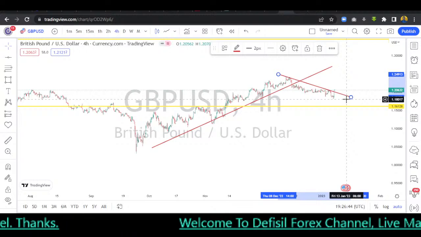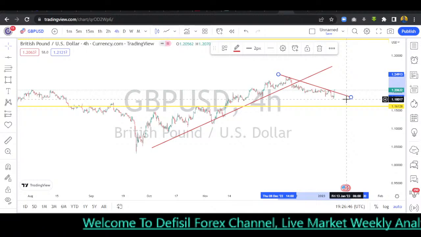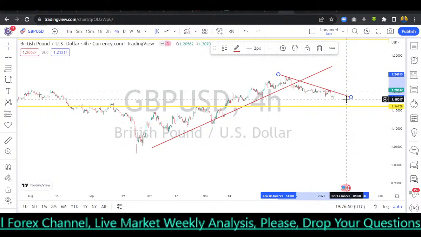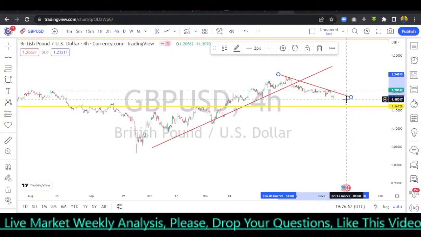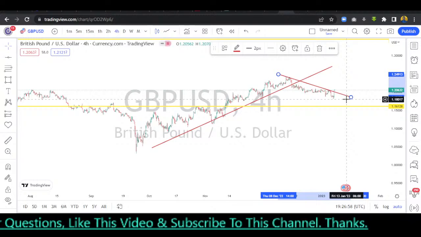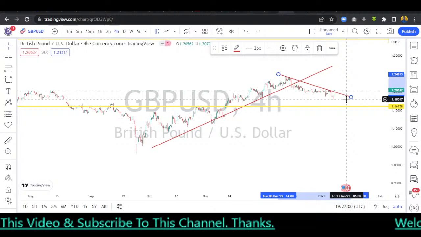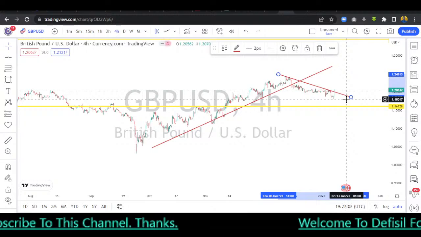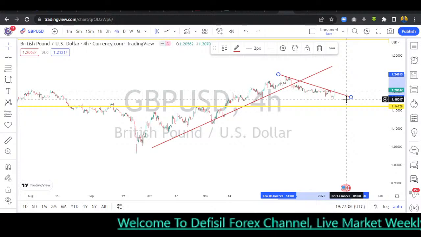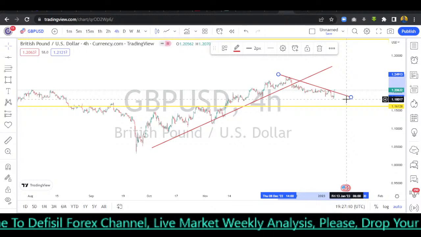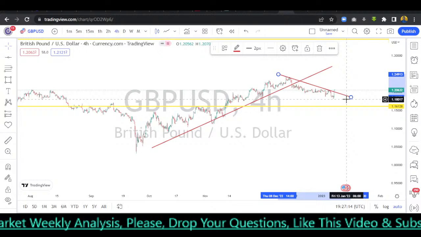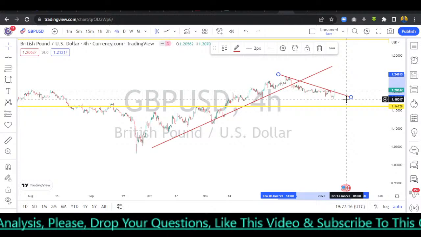If it breaks down, retests, and continues trading down, we'll have no option other than to sell. However, if it trades below the yellow line and then goes back to trade above it again, then we know that we should be expecting a buying opportunity on that particular market. So that's for GBP USD.